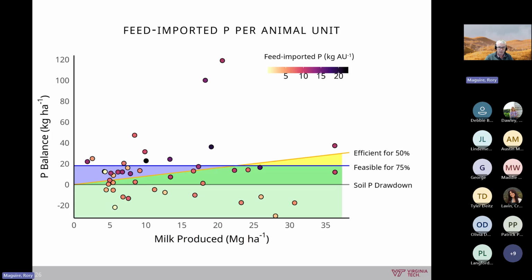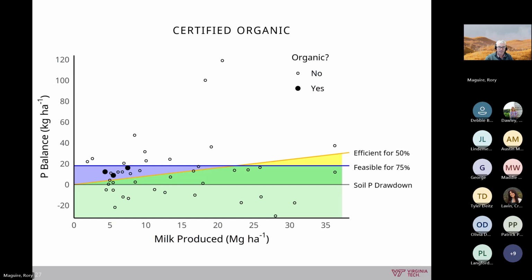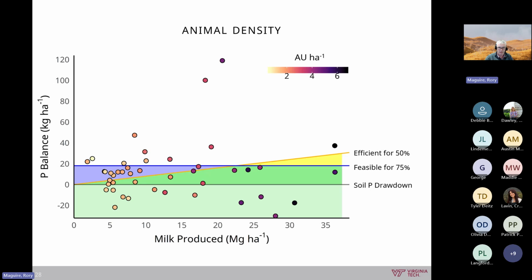Feed imported per animal unit: there was a slight link, but not a great link. But you can certainly see some of the farms were below zero, exporting. They generally had less feed imported, and a lot of the higher ones had more feed imported. We looked at certified organic. They tended to be lower production. They were in the feasibility range, but not in the efficiency range because of their productivity being low.